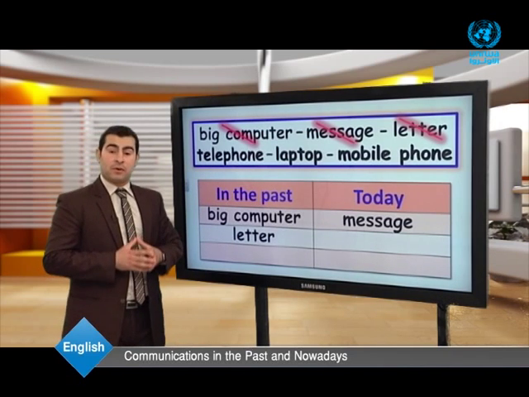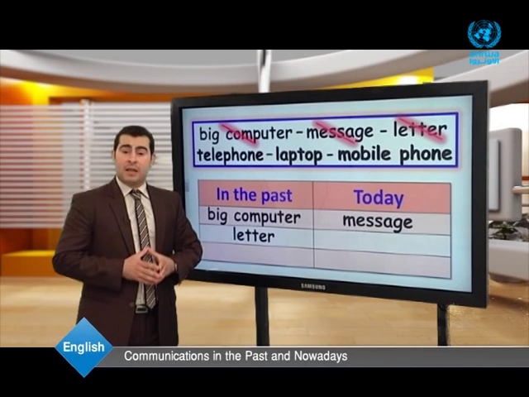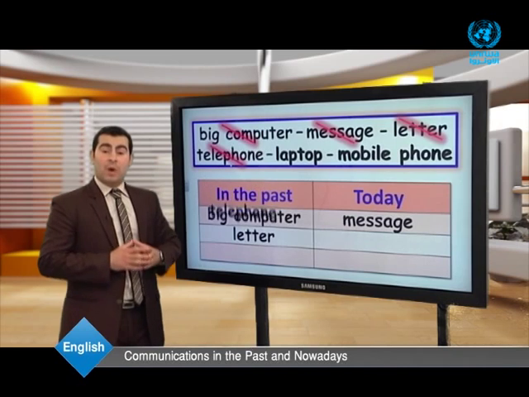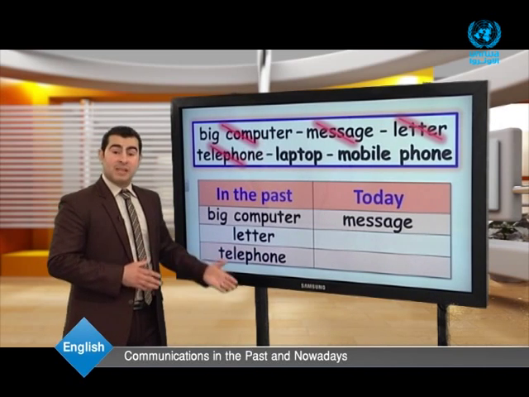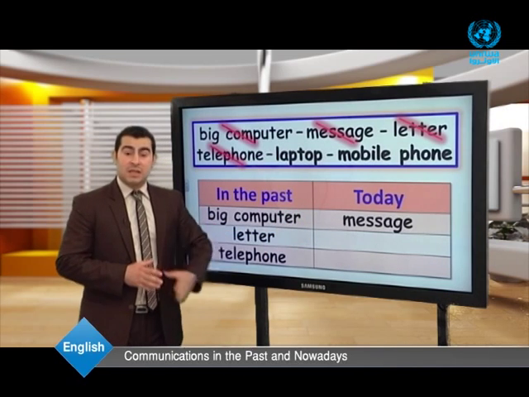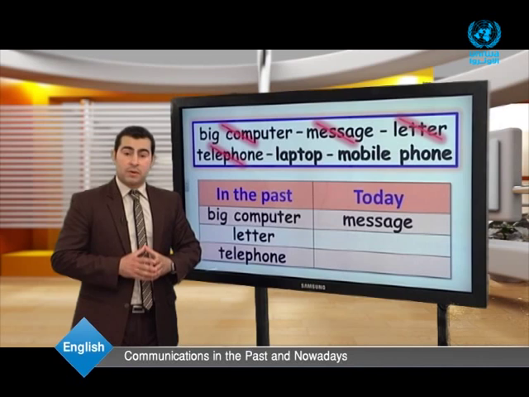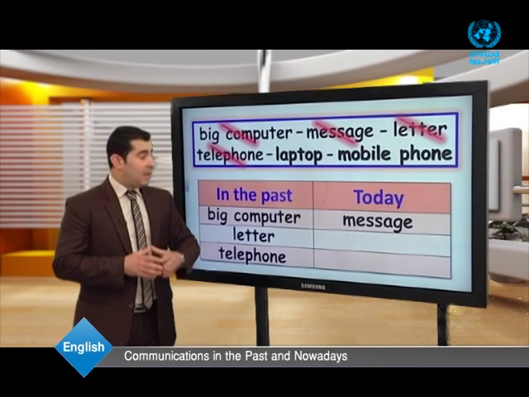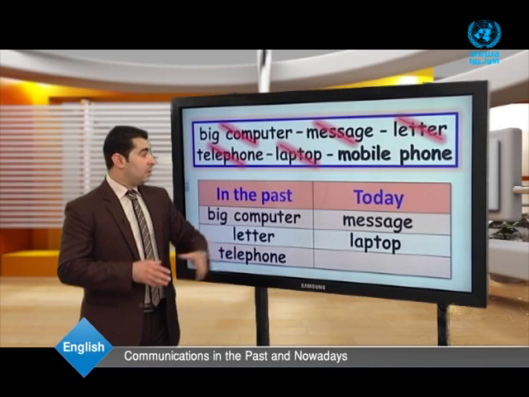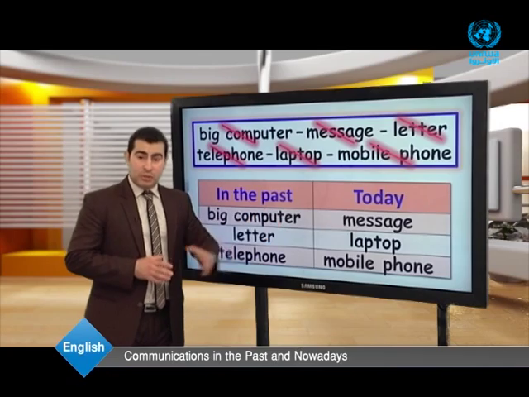And let's complete the table. Telephone. Was it in the past or is it today? You will say the telephone was in the past. Now, we have two missing things in today. We have laptop and mobile phone. So, you will say we have laptops and mobile phones today.